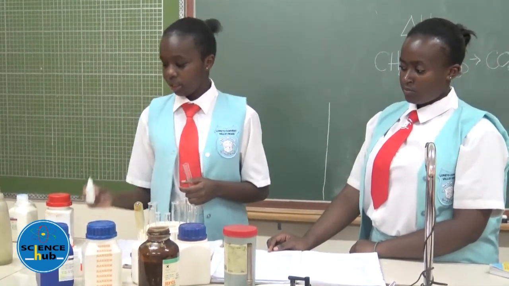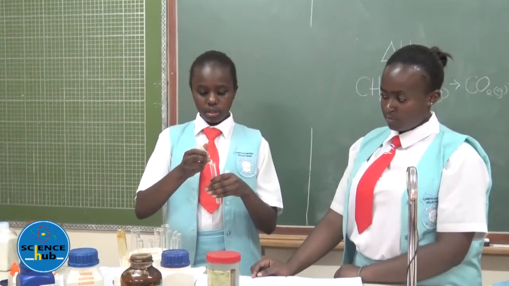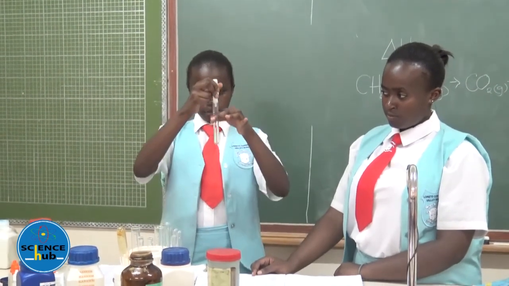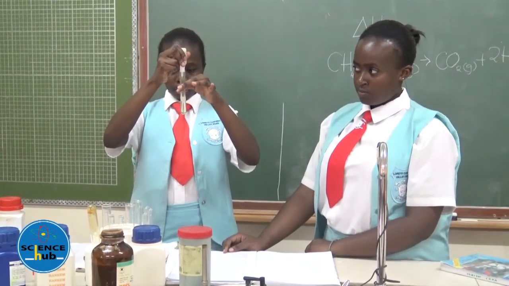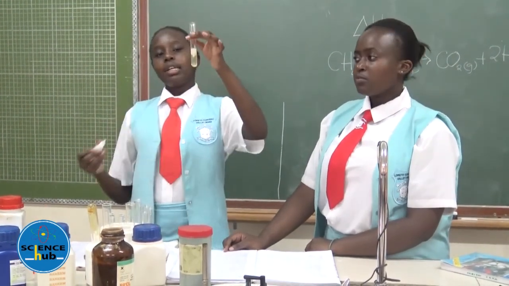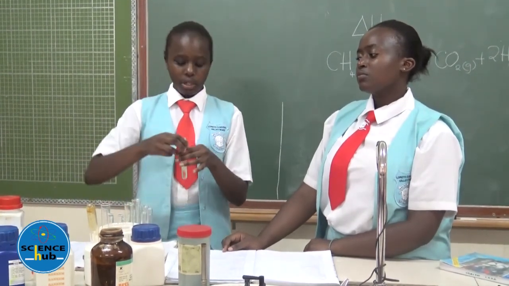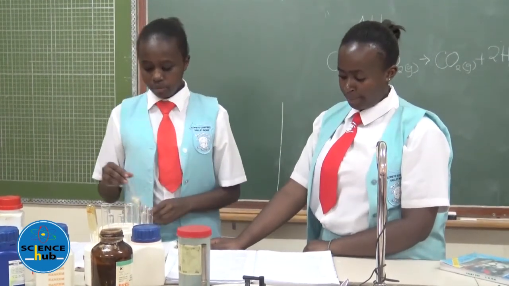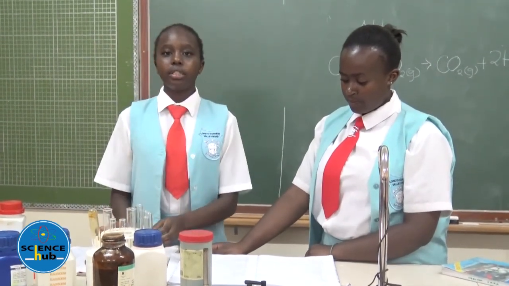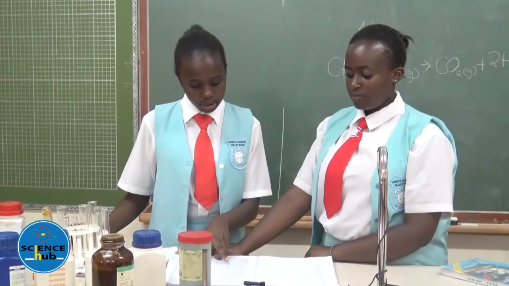Then you add the same sodium chloride solution, both 5 drops. A white precipitate which is insoluble is formed. So this indicates presence of sulfate ions. So we've looked at presence of carbonate ions, sulfite ions, and sulfate ions. I'm going to move to test for iodides.